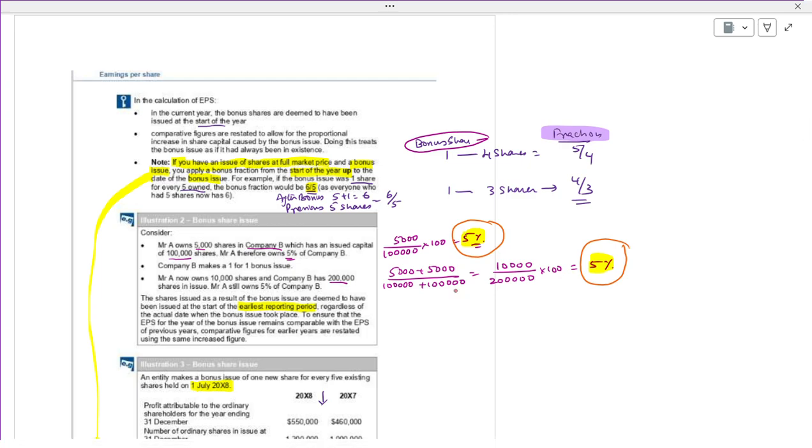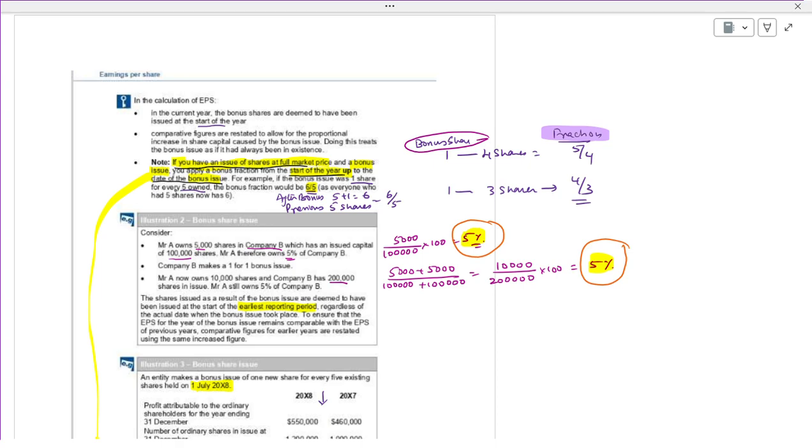Listen carefully. See the thing. This is very important, I am going slowly on that. If you have an issue of shares at full market price and a bonus issue, you apply a bonus fraction from the start of the year up to the date of the bonus issue.